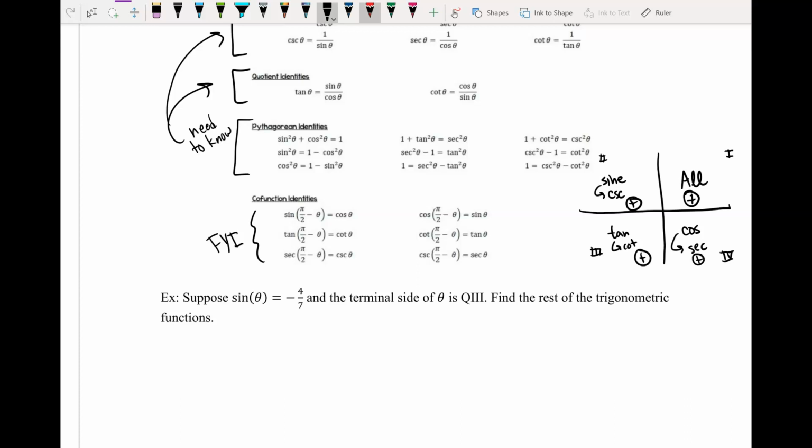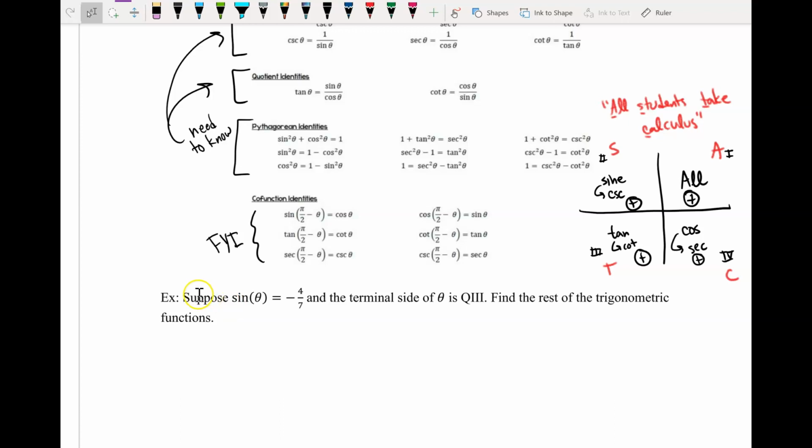There's a really good acronym that we can memorize. This is ASTC, which basically means all students take calculus. You can see ASTC. It goes in the counterclockwise direction. That tells you where exactly things are positive and negative.